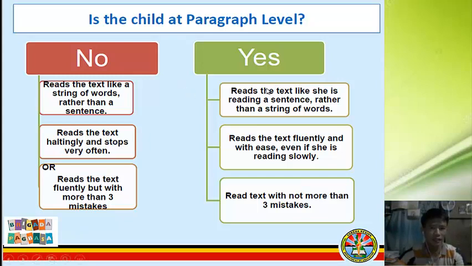Now, in a yes, reads the text like she is reading a sentence rather than a string of words. So dili siya magkanga no, straight niya pagbasa. So yes siya. Then reads the text fluently with ease even if she is reading slowly. Bisan pag hinay siya mubasa, as long as confidence siya mubasa, easy sa iya mubasa, and that belongs to yes. Then read a text with not more than 3 mistakes, at least 2 or 1 mistakes only.